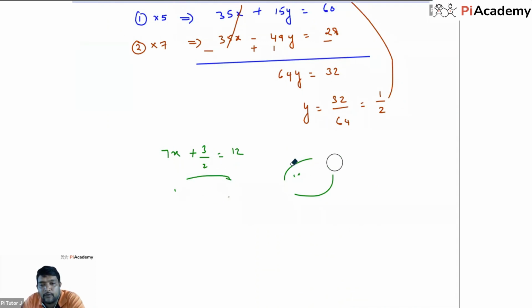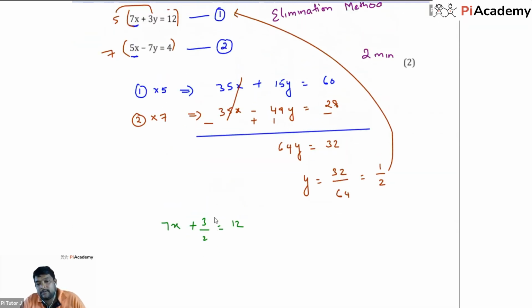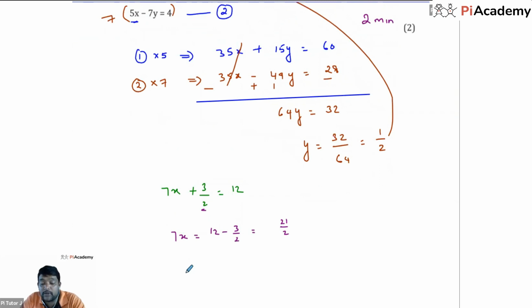So you substitute y is equal to 1 over 2 in equation 1, okay? Equation 1 is 7x plus 3y is equal to 12, right? So 7x plus 3 times 1 over 2, which is 3 over 2, is equal to 12. So 7x equal to 12 minus 3 over 2, which is 24 minus 3, that is 21 over 2. So x equal to 21 over 2 times 1 over 7, because 7 goes to the other side and becomes 1 over 7. 7 threes are 21, so x equal to 3 over 2.